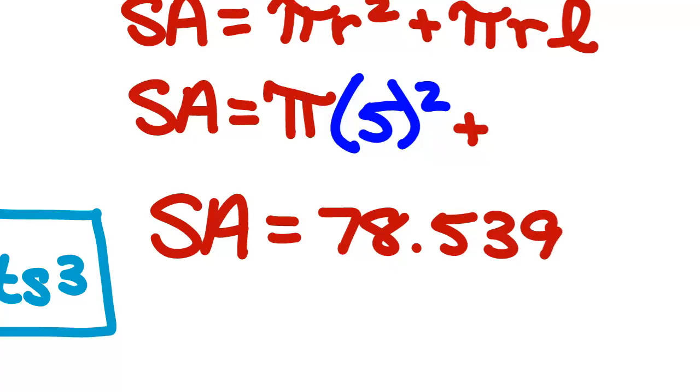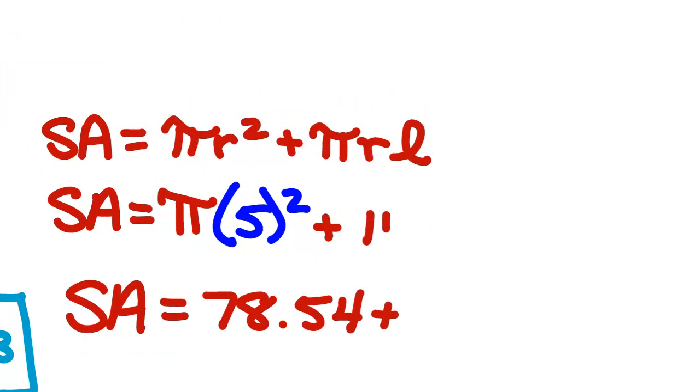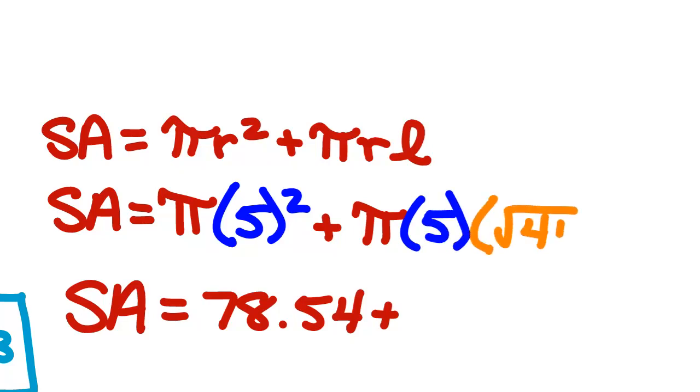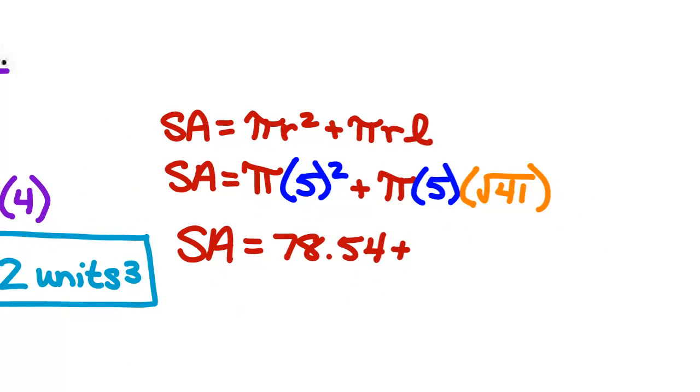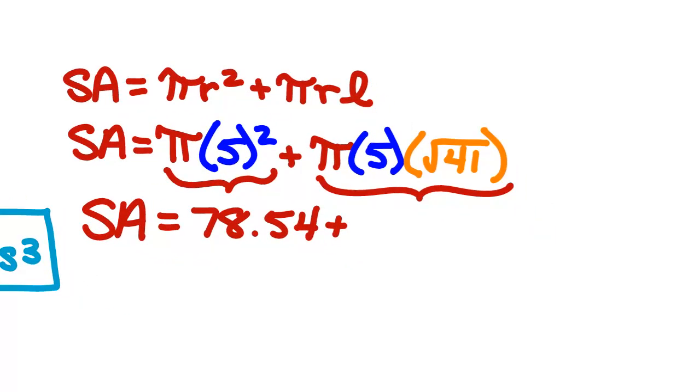78.539. And what comes after the 9? An 8. So that 8 is going to round my 9 up to a 10, which is going to make this 3 into a 4. So 78.54 plus pi times r, which is 5, times my slant height, which is the square root of 41. What do we get from just that part? Pi times 5 times radical 41.